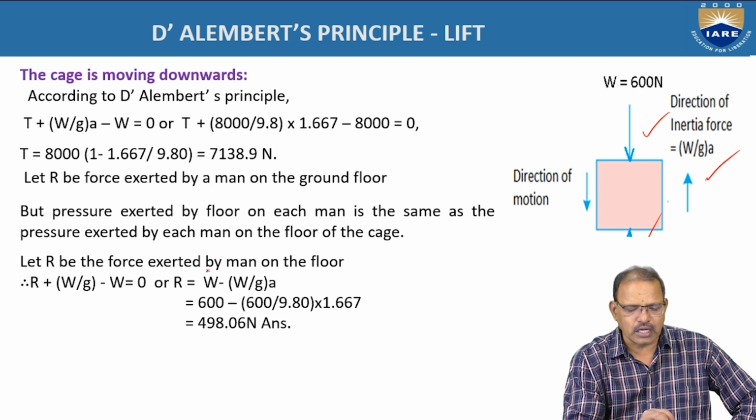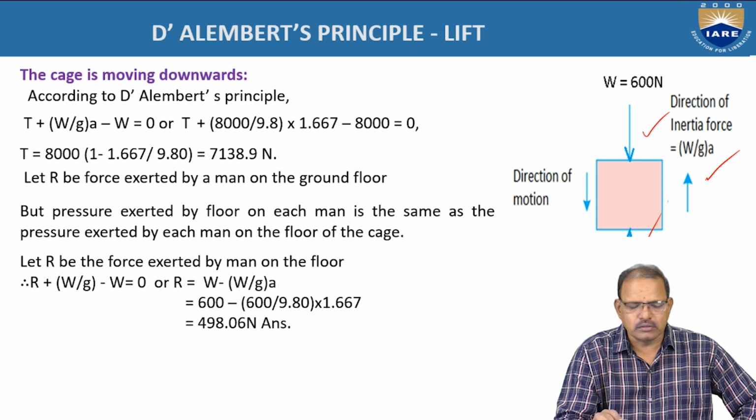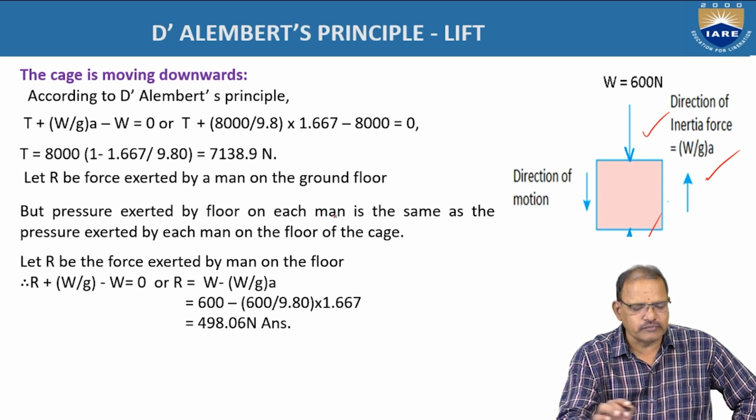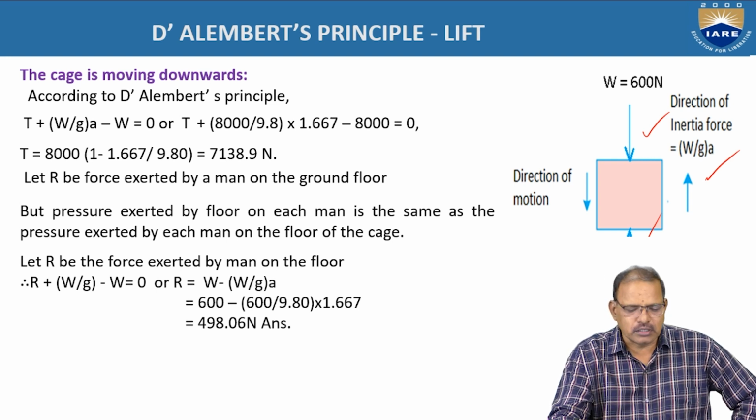From this relationship we got here R is nothing but equal to tension T. Now from this relation we got 7138.9 newtons. This is the tension in the rope now.